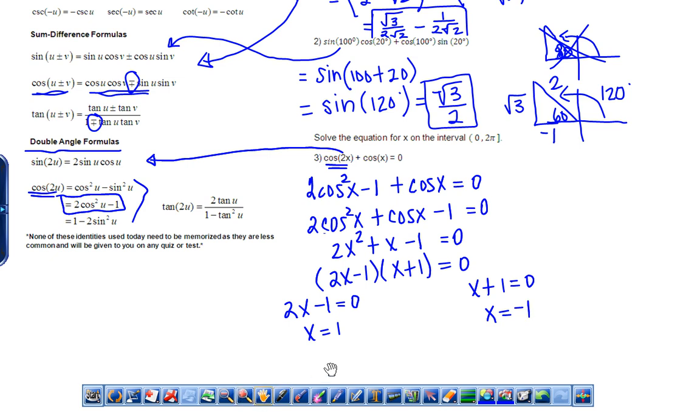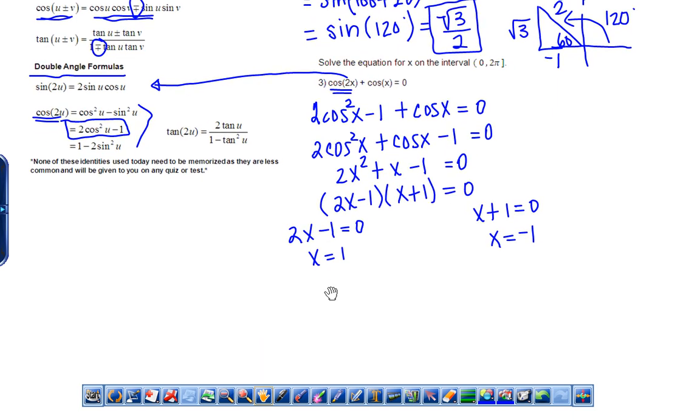I'm going to go ahead and replace my x back to what I originally replaced it with. So x, I replaced it with a cosine. Same thing here. We need to figure out where cosine is going to be... whoops, that is not 1, that is 1/2. I need to figure out where cosine is going to be 1/2.